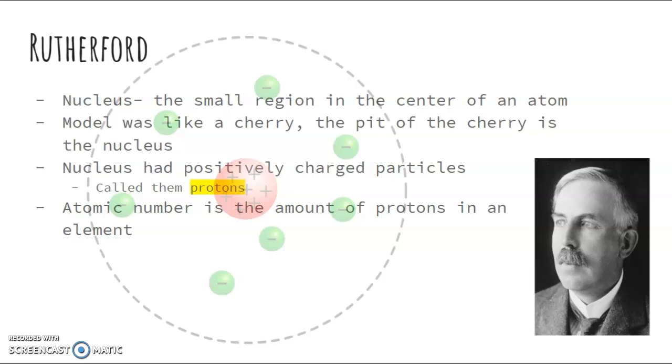Rutherford did find the positive charge, and he found that it was in the nucleus, which is the small region in the center of an atom. And his model was like a cherry, the pit of the cherry being the nucleus. So if you can picture a cherry in your head, he's got the small hard pit and then all that flesh that you eat around it. And he found that the nucleus had these positively charged particles, and he called them protons. And he also discovered the atomic number of an element, which is the amount of protons in an element. That's going to be very important when we start going through the periodic table.